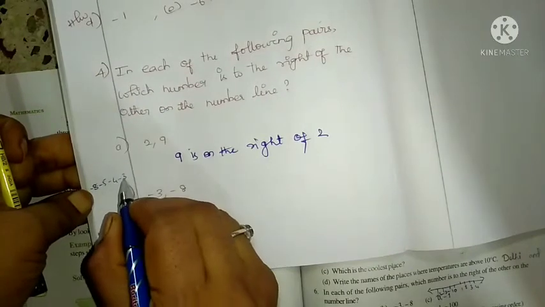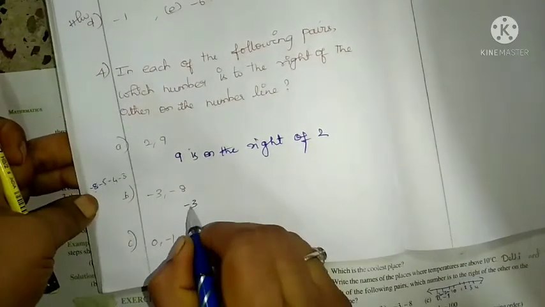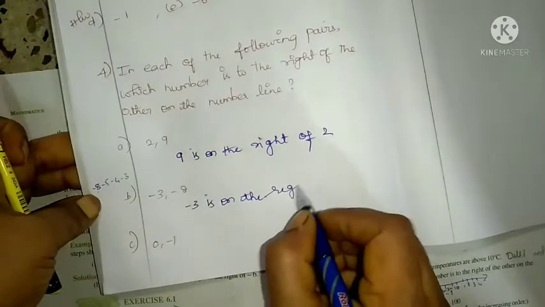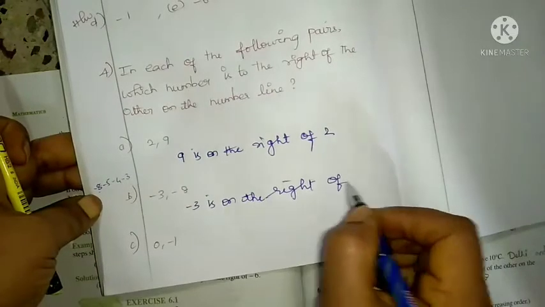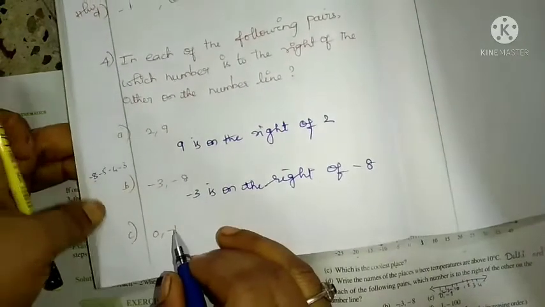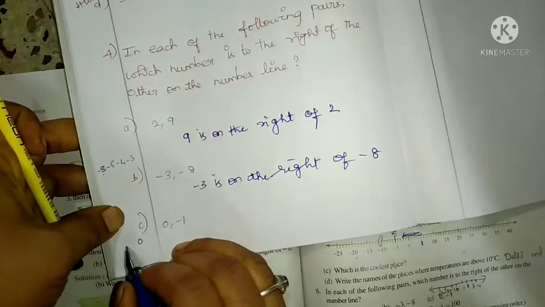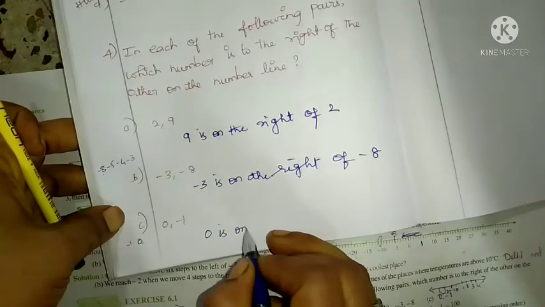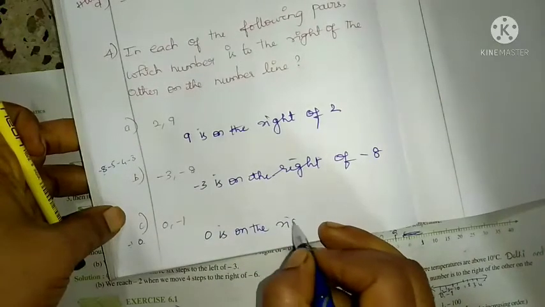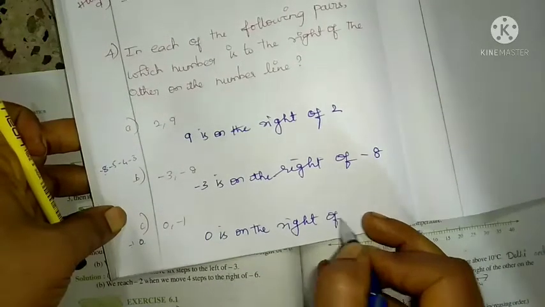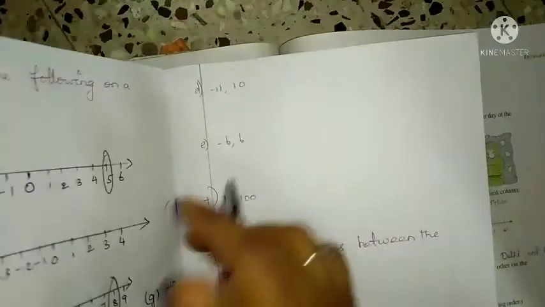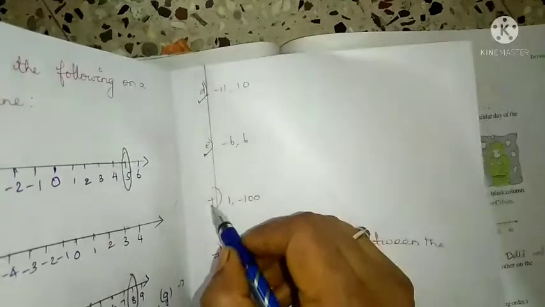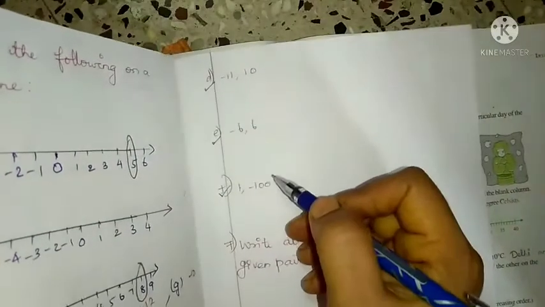So -3 is on the right side, isn't it? So -3 is on the right of -8. Here which one will be on the right side? 0 and -1. Which is on the right side? 0 is on the right side. So 0 is on the right of -1. Okay, so -11, 10, -6, 6 and the next ones, 1, 100, you should write as homework.